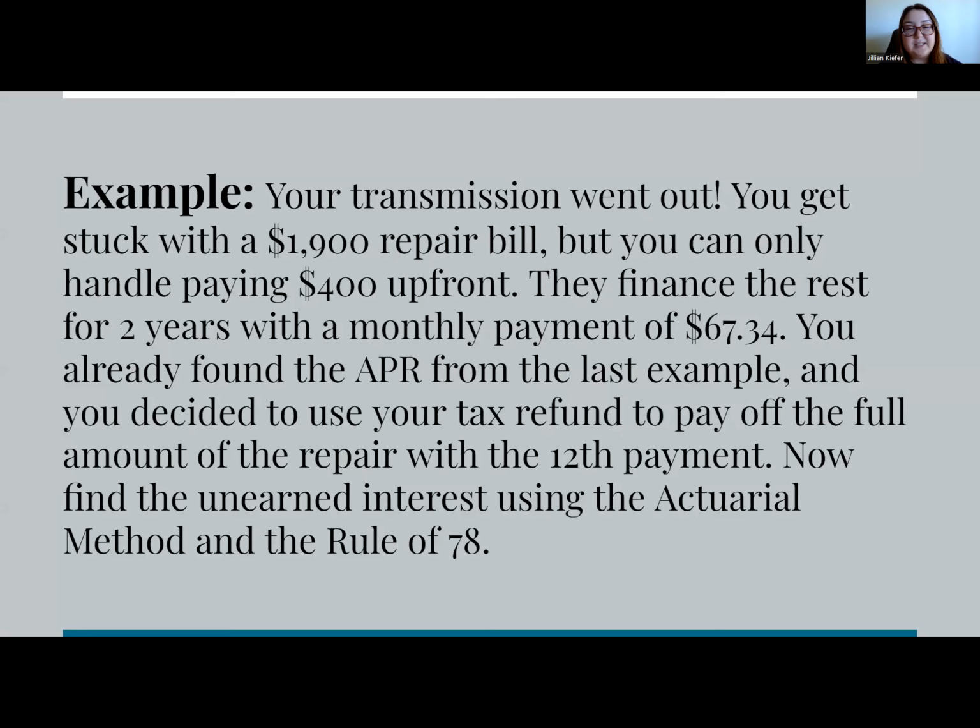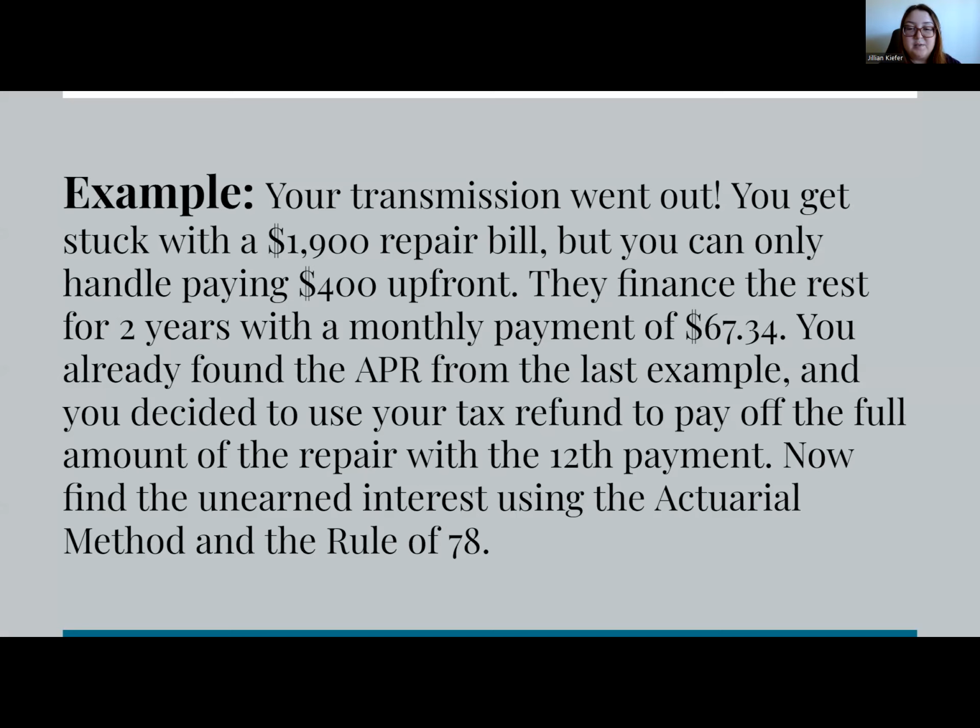So we're going to do an example together. Oh no, your transmission went out. Same question. You get stuck with a $1,900 repair bill. You can only handle paying $400 up front. They finance the rest for 2 years at a monthly payment of $67.34. You already found the APR from the last example.